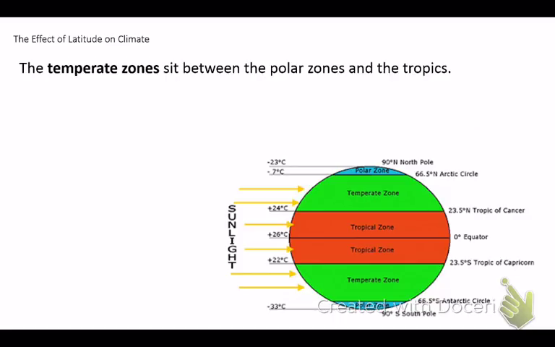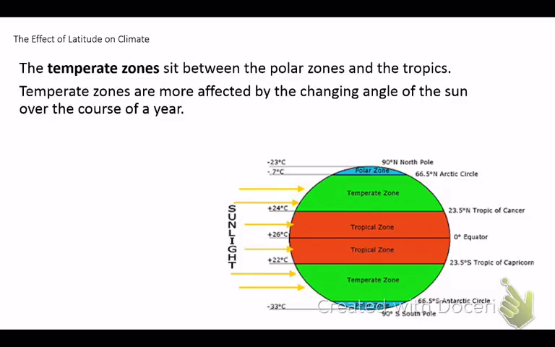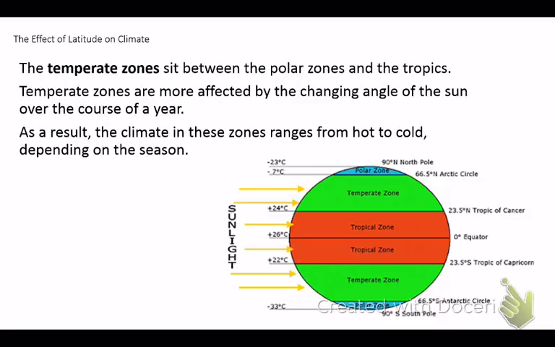The temperate zones, those green zones, sit between the polar and tropical zones, and they are more affected by changing the angle of the sun over the course of the year. Because they receive sunlight at a different angle throughout the year, they have different seasons. They can range from hot to cold very frequently. They're the ones that see spring, summer, winter, and fall very drastically different from each other.